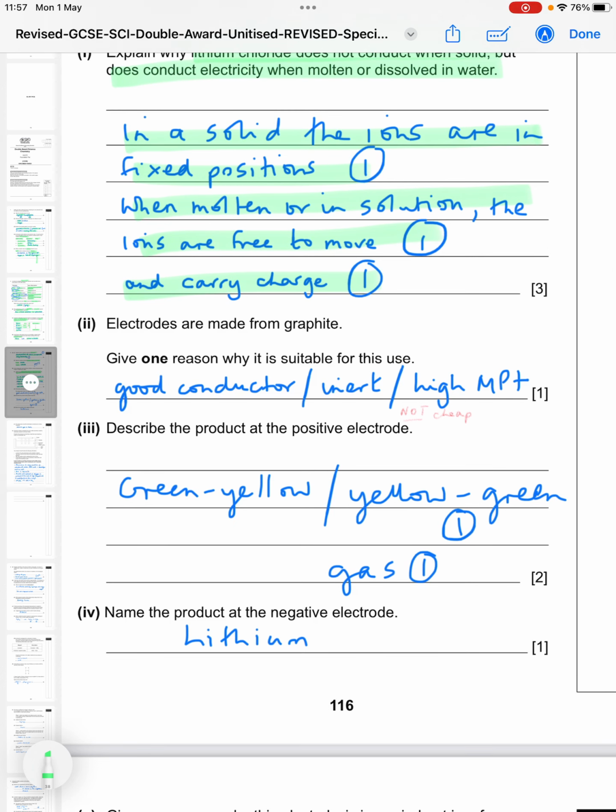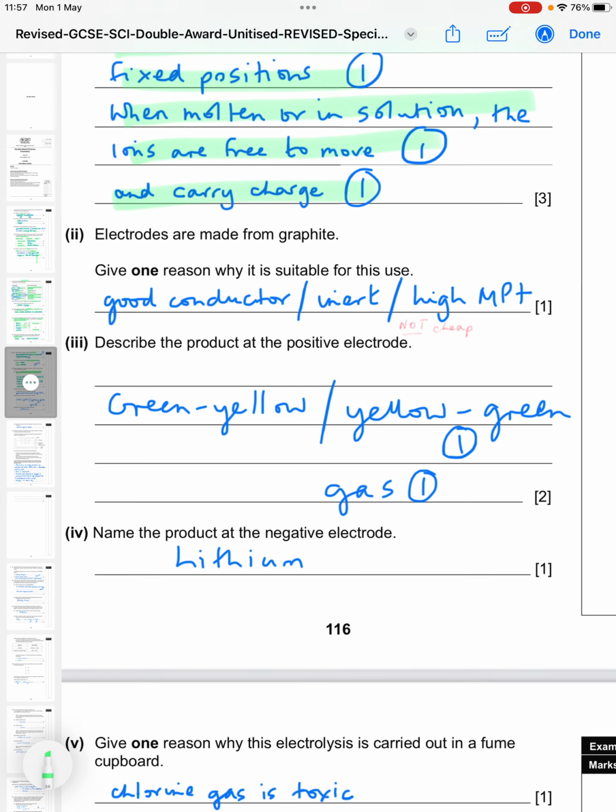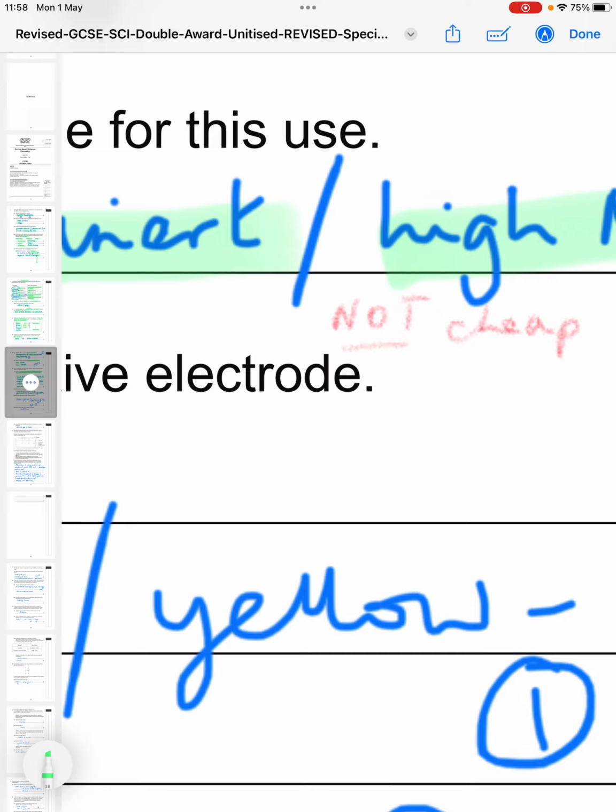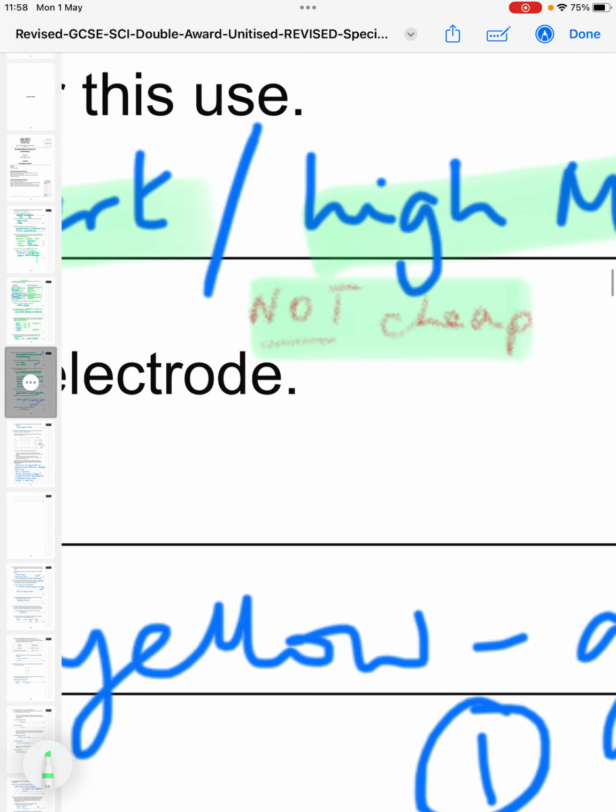So some way of qualifying that when it's solid, the ions can't move, and when it's molten or in solution, the ions can, and that the charge is moving. So 3 marks there. Electrodes are made from graphite. Give one reason why this is suitable for this use. So any of these: good conductor, it's inert or unreactive, and it has a high melting point.